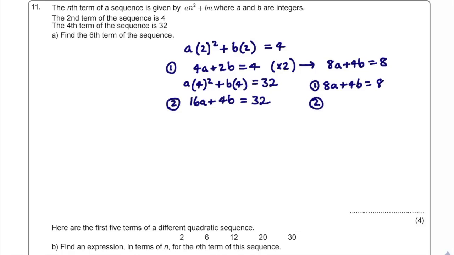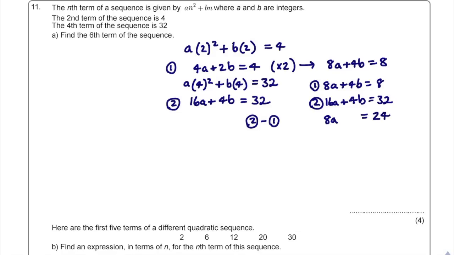And the second equation is 16a plus 4b equals 32. And what I can do is take the second equation and subtract it from the first equation. So if I do 16a subtract 8a, I'm going to get 8a. Subtract 4b from 4b, I'm going to get nothing. And then if I do 32 minus 8, I'm going to get 24.